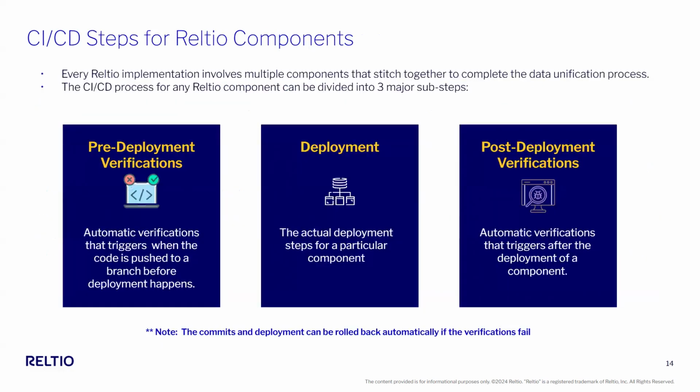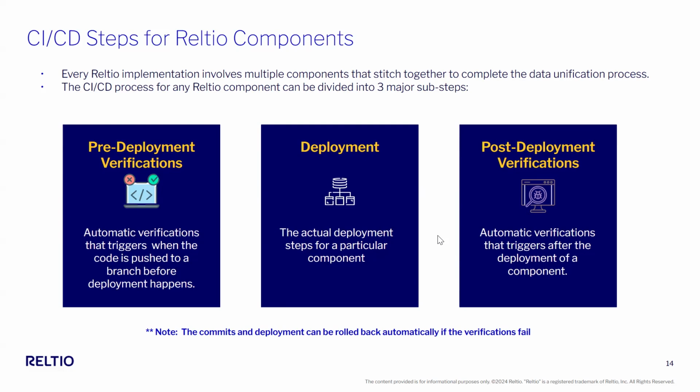Moving ahead, in terms of low level granular steps that you need to follow for the deployment or to implement CI/CD for Reltio components, there are three broad steps. First are the pre-deployment verifications. So these are the automated verifications that trigger even before the deployment happens, right? And we'll go through what those are in the next slide, right? So this happens pre-deployment. Second is the actual deployment, where the actual build or the deployment happens for a particular component. And finally, there are post-deployment verifications.